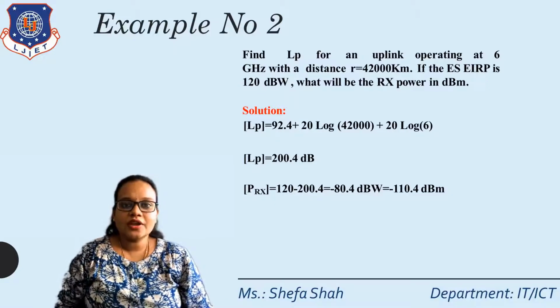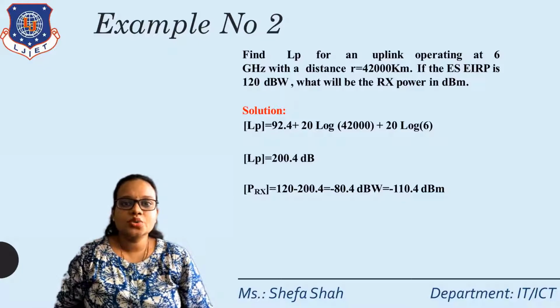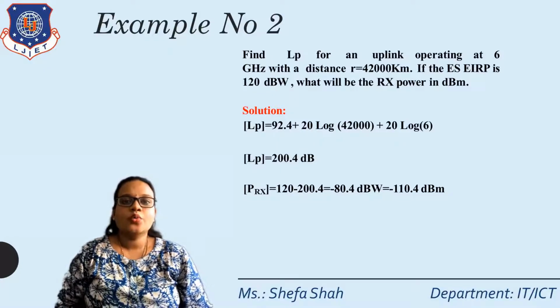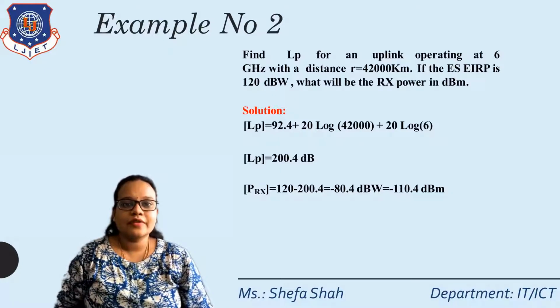So whenever we calculate this value, we will get the path loss that is equal to 200.4 dB. So this much loss will occur due to the free space. Now we need to calculate the received power.